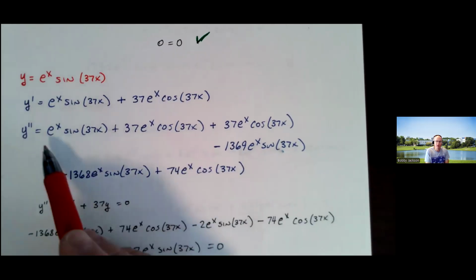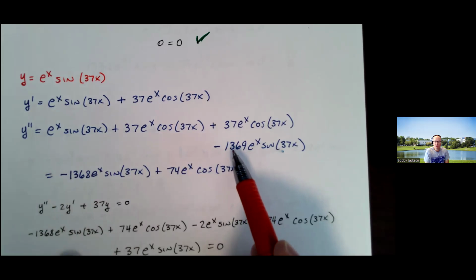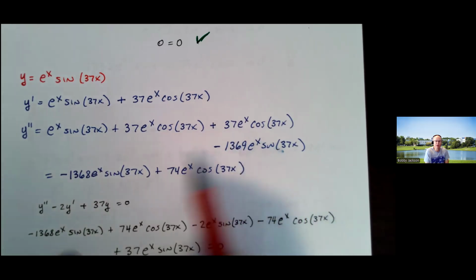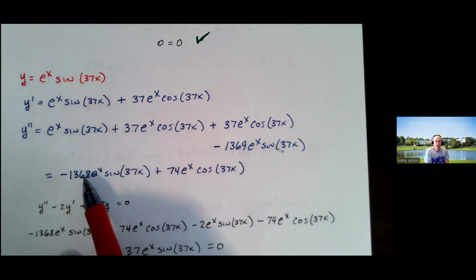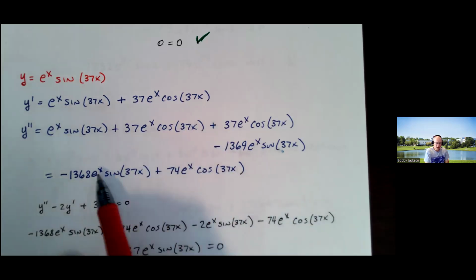Now I combine like terms. So I've got one of these terms, negative 1,369 of these terms. So it's negative 1,368. 37 plus 37, 74. There's how we combine that.